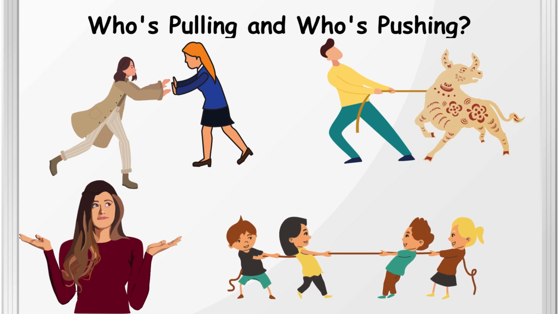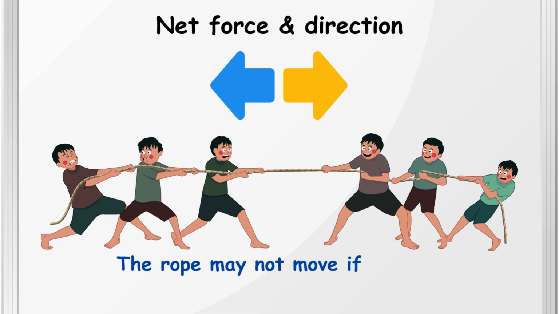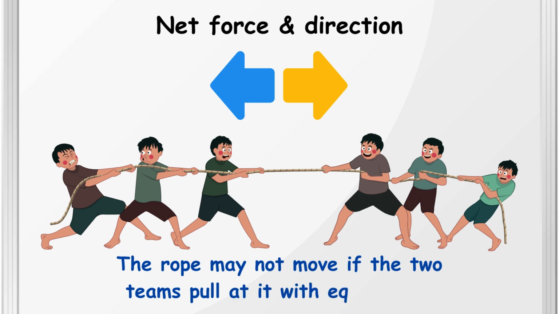But what happens when two forces act on an object in opposite directions? Does the object stay still? Remember the tug of war example? When two teams pull equally hard, the rope doesn't move in any direction. So, the net force on an object is the difference between the two forces acting on it.